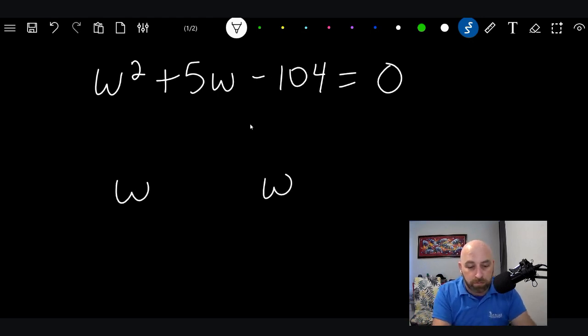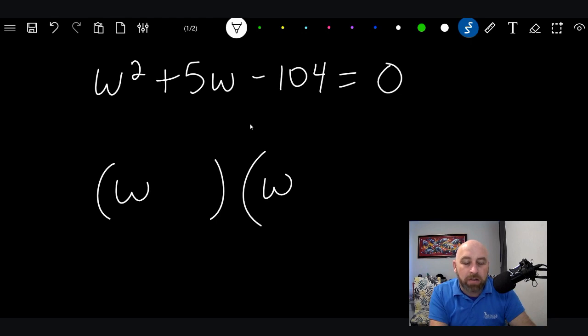W and W. Our signs actually don't matter here, but our signs are going to be plus and minus, and I'll tell you why they don't matter in just a second, but they're not going to really matter. What matters is this number right here. This is going to be the hard part.